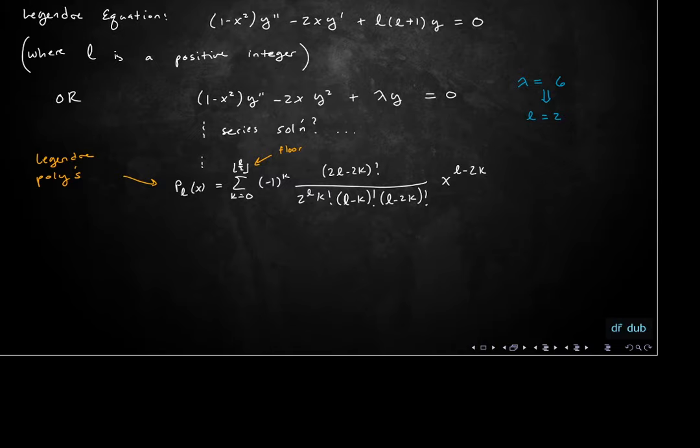So what we can use is actually something called the Rodrigues formula. It tells us how to calculate P_l of x depending on what l is. That's 1 over 2 to the l times l factorial, times the lth derivative with respect to x of (x squared minus 1) to the lth power. So it's actually just a polynomial, and we can figure out what these Legendre polynomials are.